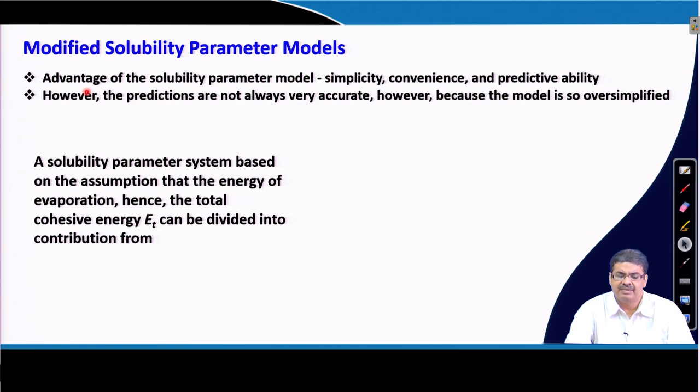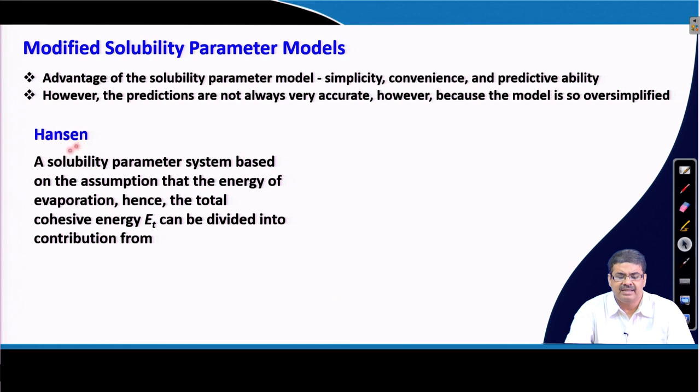Now, as we have seen, the advantage of the solubility parameter model as proposed by Hildebrand is that it is simple, convenient, and has predictive ability, but the predictions are not always accurate because the model is very oversimplified. It does not consider a negative value of delta H mixing.